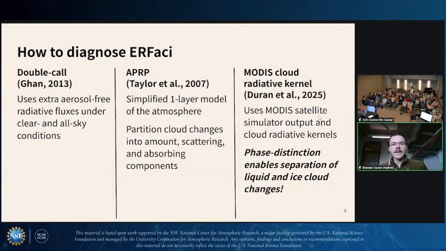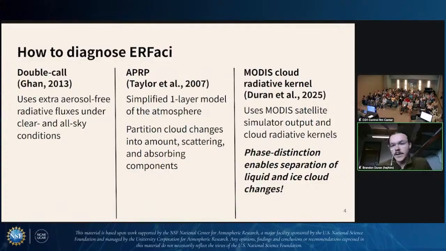And then to orient ourselves, there's a few methods that are usually used for diagnosing aerosol forcing. Given how short this talk is, I won't really go into them, but typically a lot of people use this GON method, which just uses aerosol-free radiative fluxes from the model, and then APRP is another common method that's used.